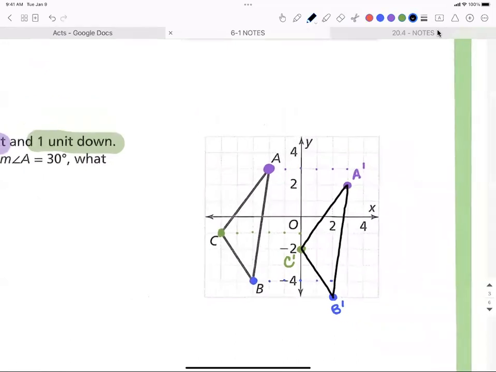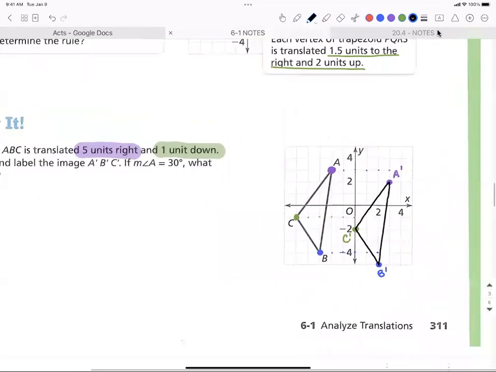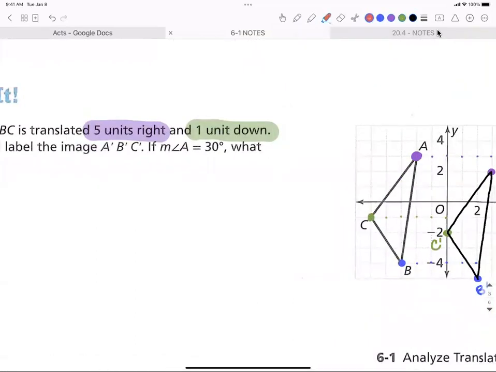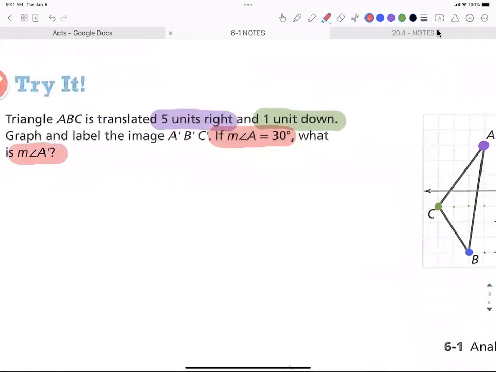Okay. Now it wants to know if angle A, this is right here, if angle A on the original, or the pre-image, is 30 degrees, what is angle A prime? Lane? 30 degrees. Okay. If side length AC is 10 centimeters, then side A prime C prime would also be 10 centimeters. So it doesn't matter. Side lengths, angles, everything is identical with translations.